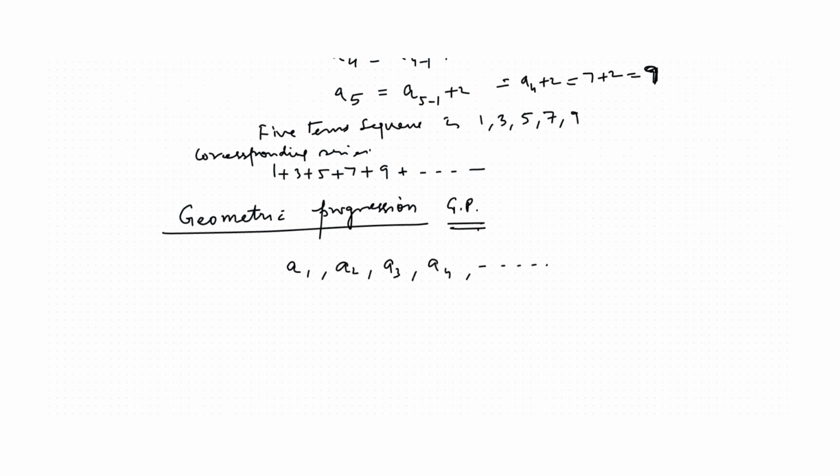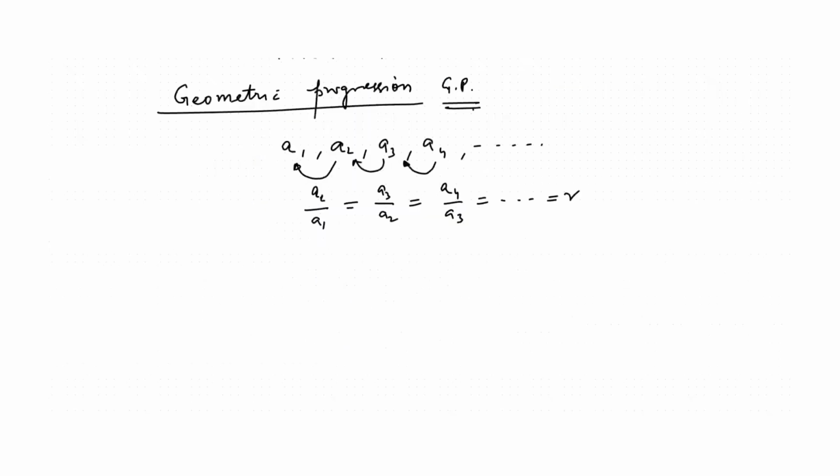Now here the condition for this is that the ratio A2 upon A1 equal to A3 upon A2 equal to A4 upon A3, and so on. So we will call it the common ratio R. Now if we say that A1 equal to A, then what would be my series? A2 upon A would be R. So A2 would be AR.